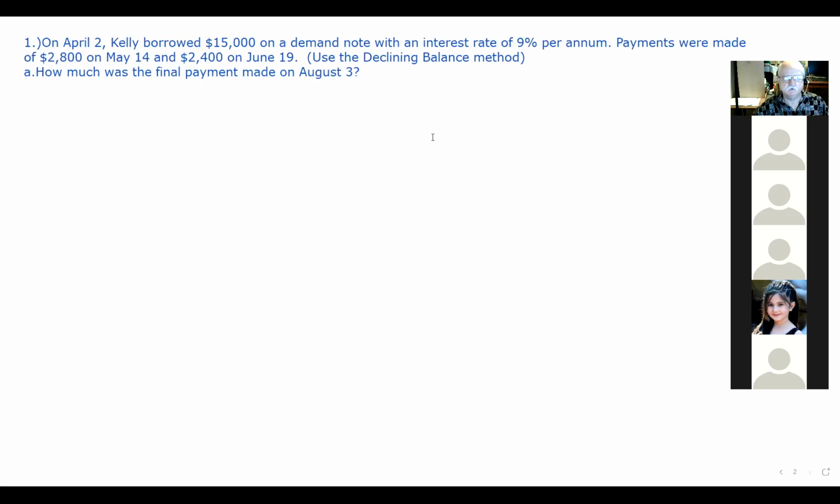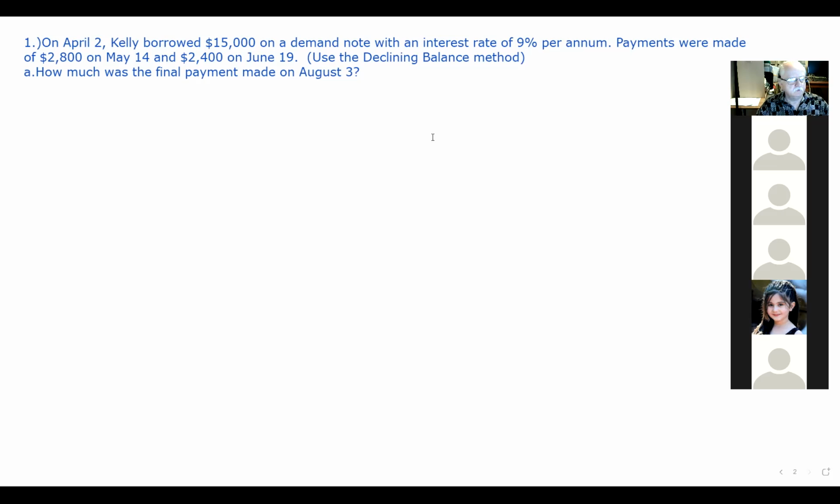So here we have the question. On April 2nd, Kelly borrowed $15,000 on a demand note with an interest rate of 9% per annum. Payments were made of $2,800 on May 14th and $2,400 on June 19th. And how much was the final payment made on August 3rd?